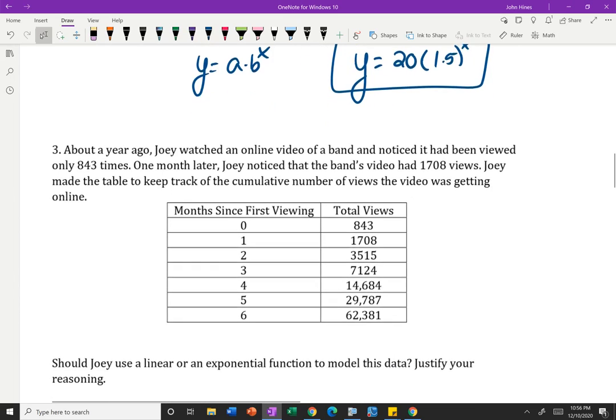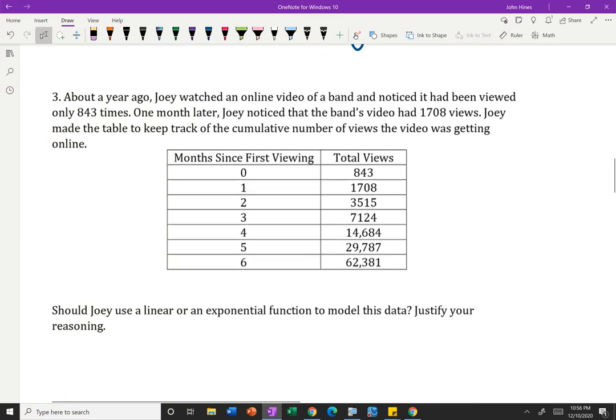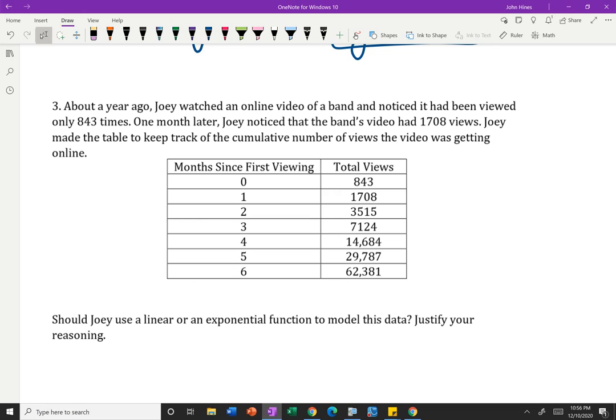So about a year ago, Joey watched a video about a band and noticed it had 843 views. So there it is right there. 1 month later, he had 1708. And Joey kept doing that every month. Notice those are all plus 1, which is good. He kept keeping track of how many views the video had. Should Joey use a linear, repeated addition, or exponential?